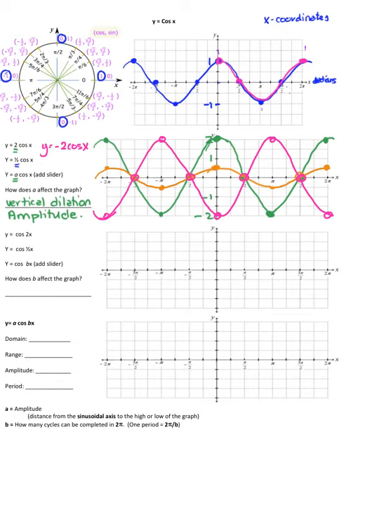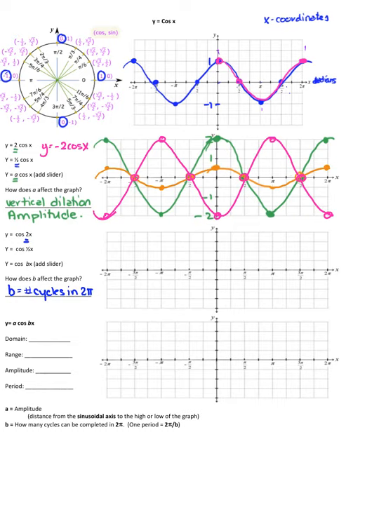All right, let's look at your horizontal translation here. So again, this is your b value. So this is going to mean b equals the number of cycles you can complete in 2 pi.